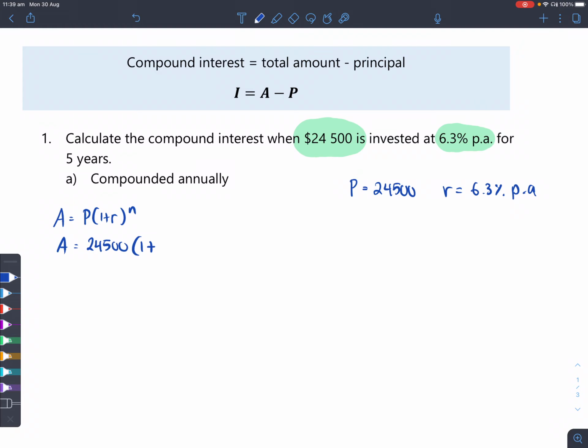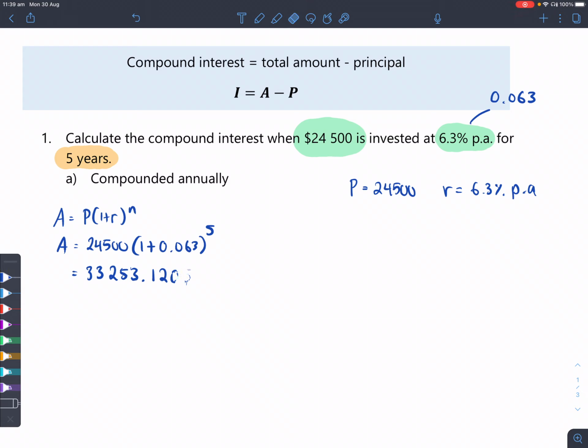Now, the rate you can rewrite as 0.063 once you divide this by 100. So I'm going to write that instead. And then raise that to the power of 5 years, which is right here. So once I've got that, 24,500 times 1.063 all to the power of 5, I do get this value here: $33,253.12, but there's more numbers after that, so I'm just going to write a couple of those.